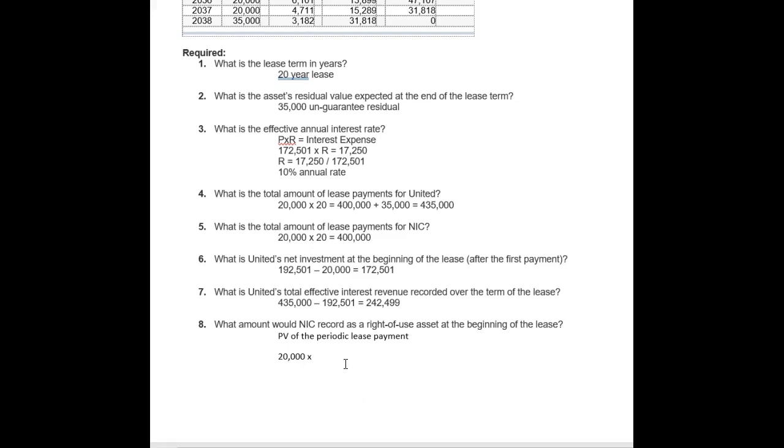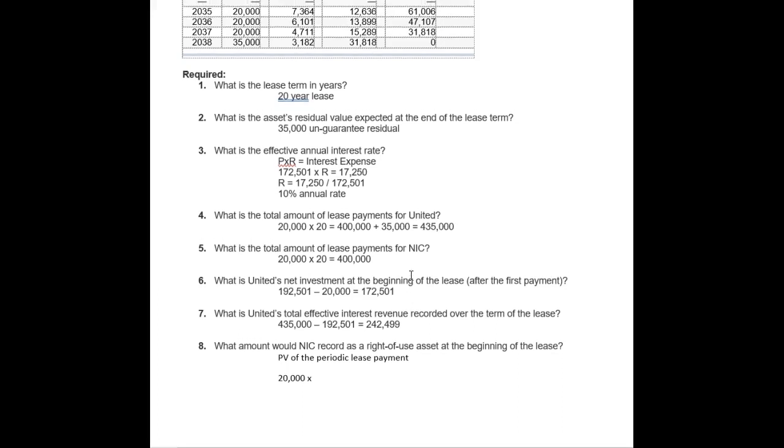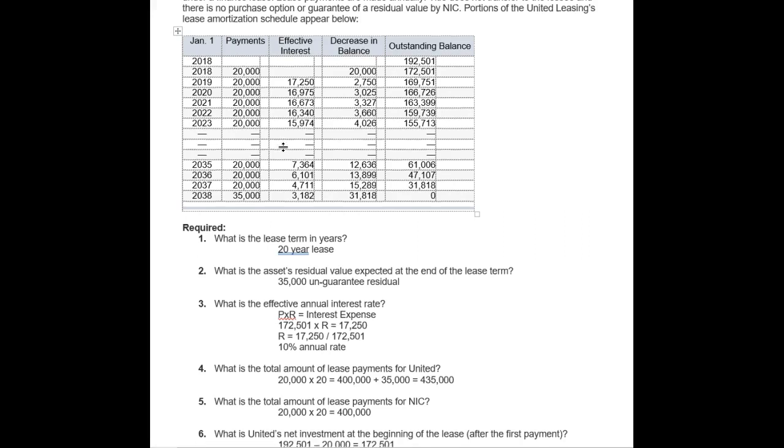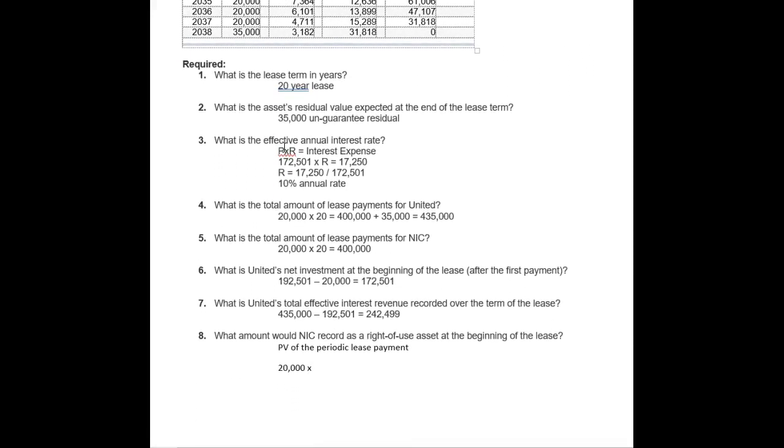So pull out PV tables, and we need the PV of an annuity due. Why is it an annuity due and not an ordinary annuity? Well, notice, when is your payments due? Well, the lease started on January 1st of 18. The first payment was also due January 1st of 18. So that tells me our lease payments are due at the beginning of the lease term. So since it's due at the beginning, we're going to use a PV table.